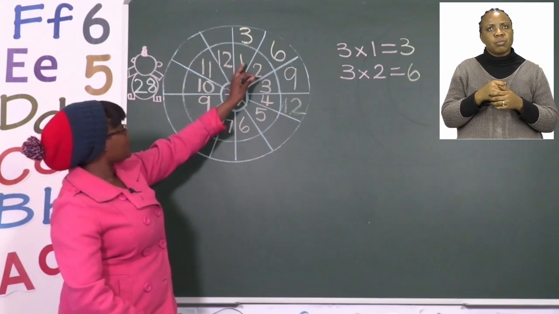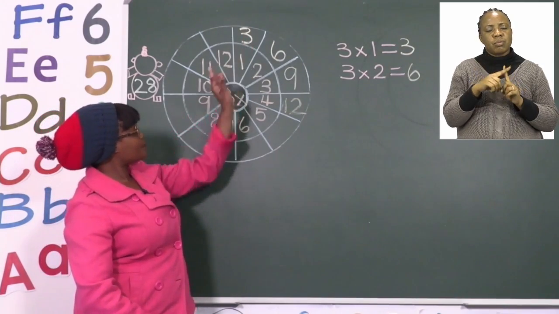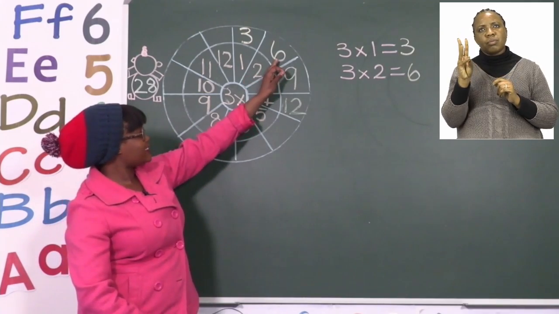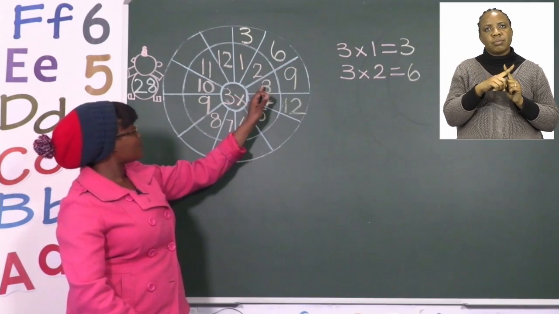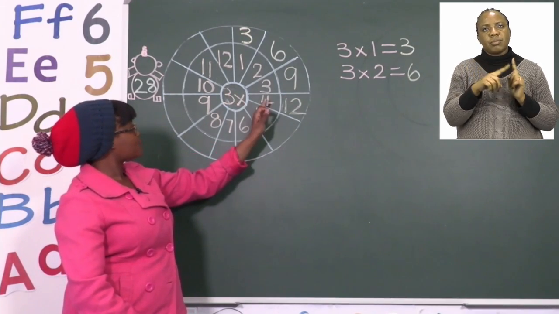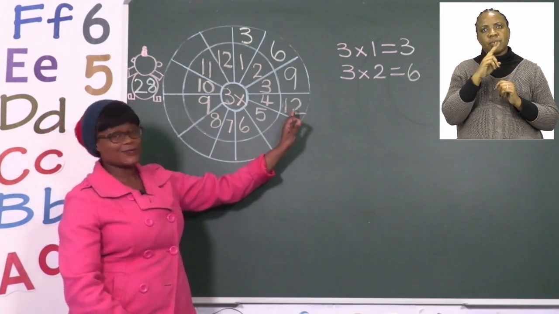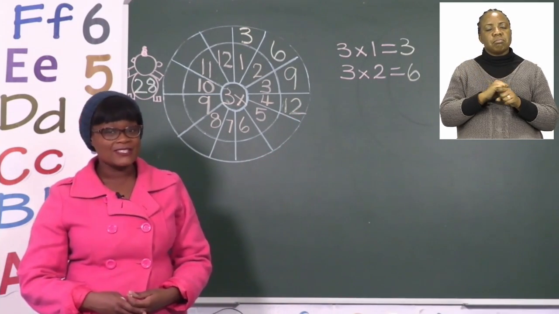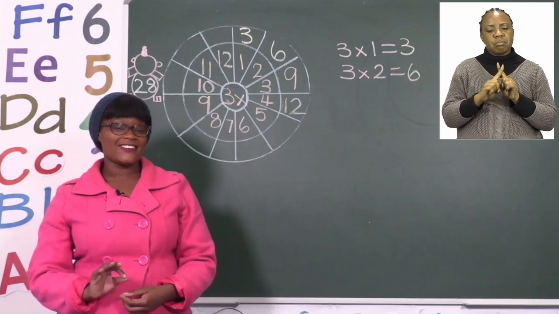3 times 1 equals 3. 3 times 2 equals 6. 3 times 3 equals 9. 3 times 4 equals 12. That way you'll be practicing your multiples and you will not get lost.